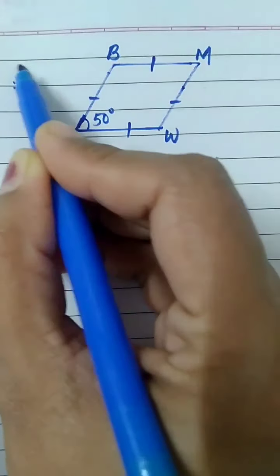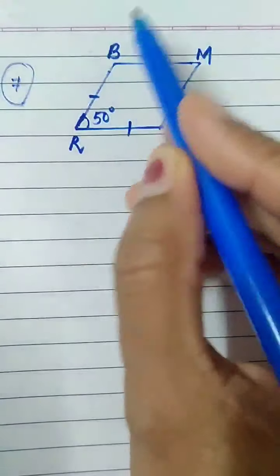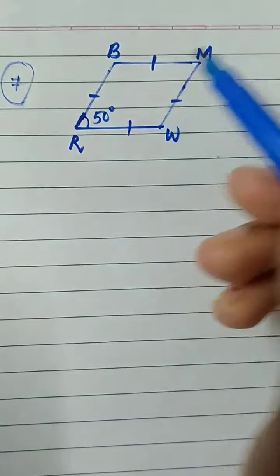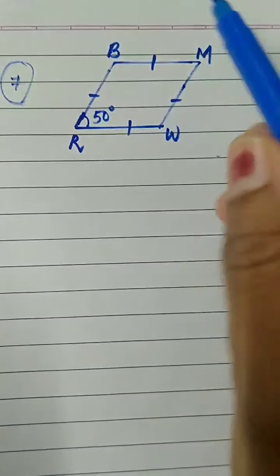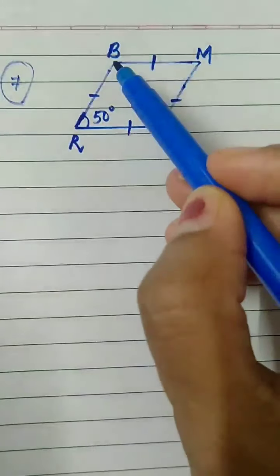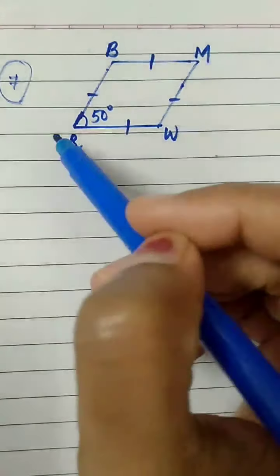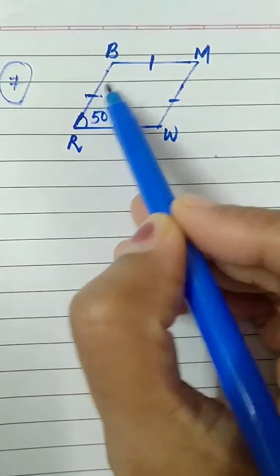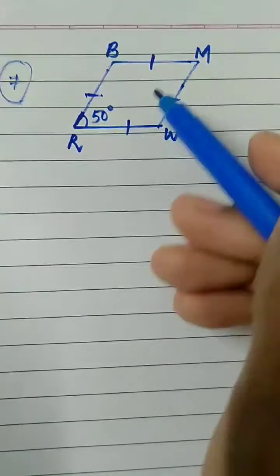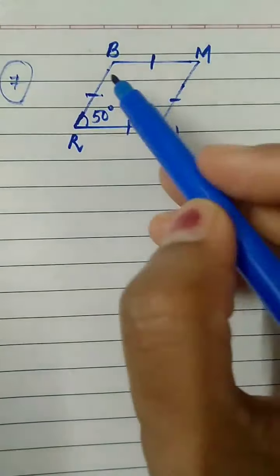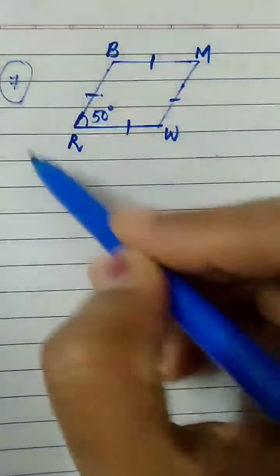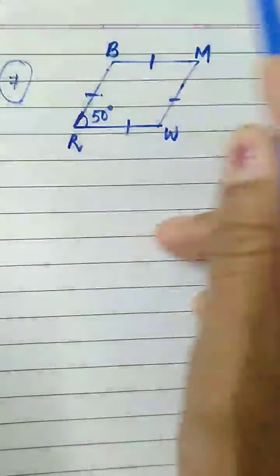Okay, so as you can see, I have drawn a rhombus, sum number 7. We will name this rhombus a very costly rhombus, BMW R. The name of the rhombus is BMW R. I have given all the sides equal because in a quadrilateral, if all sides are equal, it is called a rhombus. So, this is a rhombus.